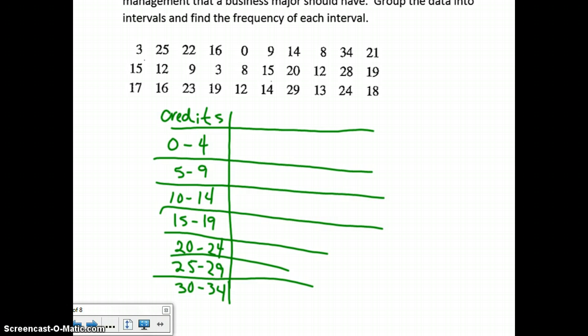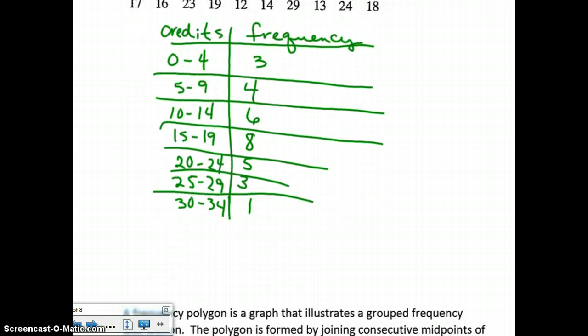For 0 to 4, I had 3 entries. I had 3, 0, and 3. So that's my frequency. There were 3 entries. For 5 to 9, there were 4 entries. 1, 2, 3, 4. And for 10 to 14, there were 6. For 15 to 19, there were 8. 20 to 24, 5 entries. 25 to 29, 3 entries, and 30 to 34, 1 entry, for a total of 30 entries there.